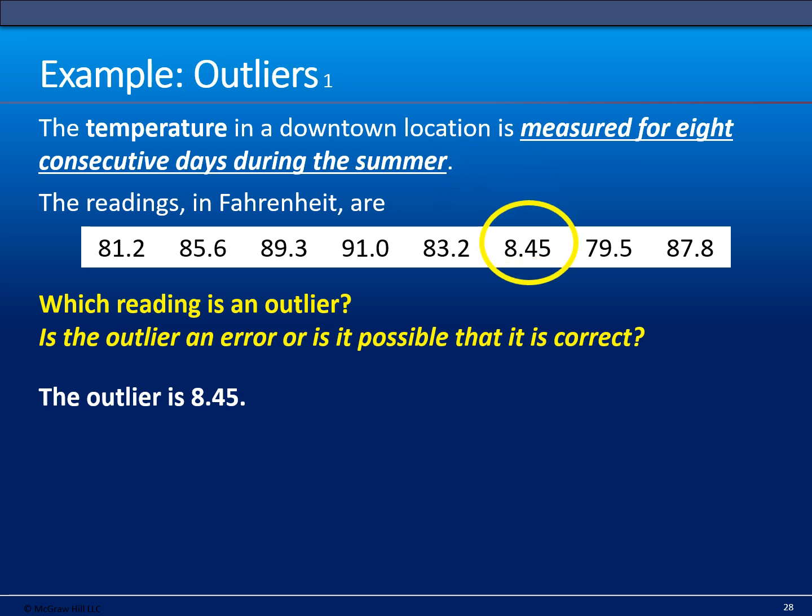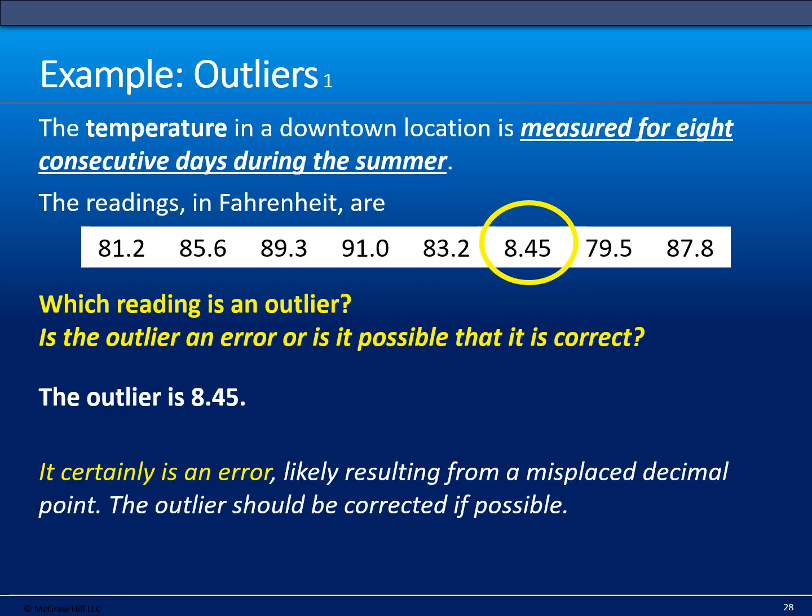The outlier is 8.45. Now this is the temperature in summer, and you can see that this is really different. What is likely happening here? It's likely that this is an error, because all the rest of the temperatures are in the 80s or 90s or close to it. So it's likely that this was just typed in wrong and it should be 84.5. What we would do here is go back and look at that data point and then correct it in our data set.